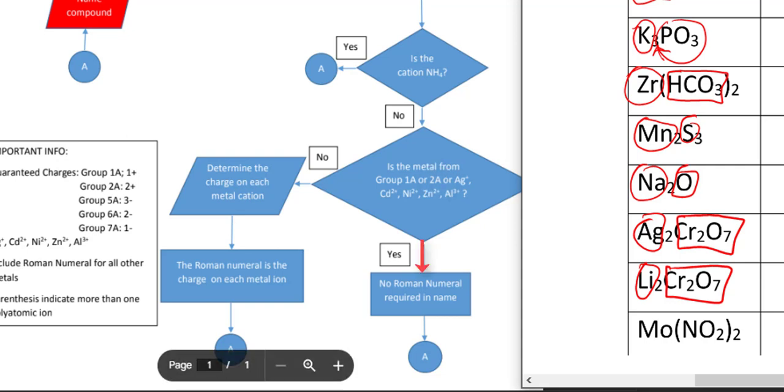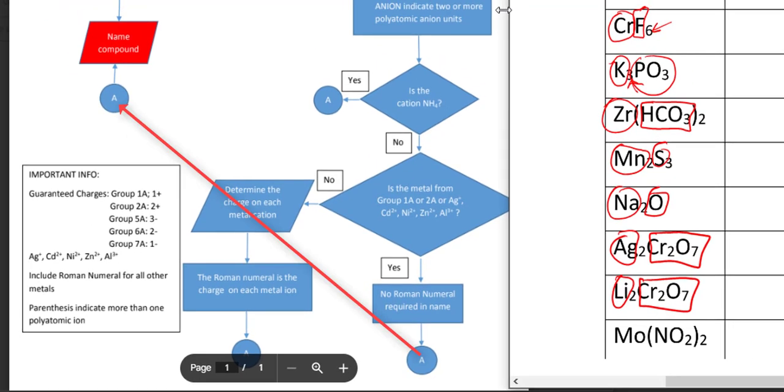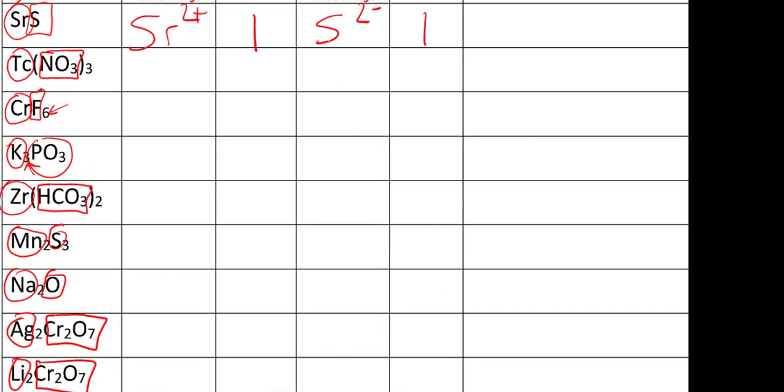So you go down here and it says no Roman numeral is required in the name. Okay, so then you just go and name the compound. So this one is simply strontium sulfide with no Roman numeral. And I'm going to try to fit this over here.